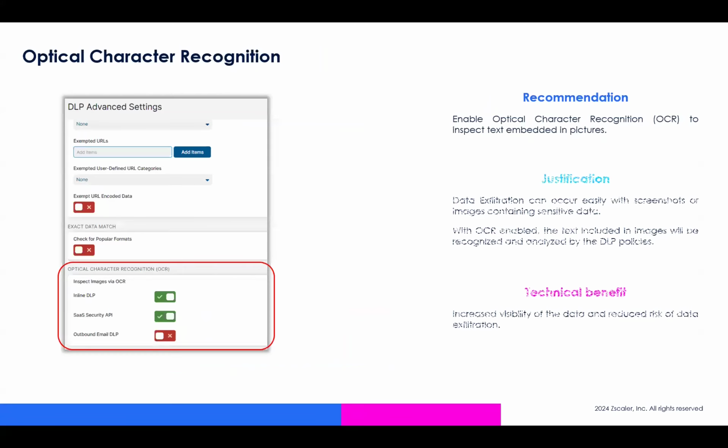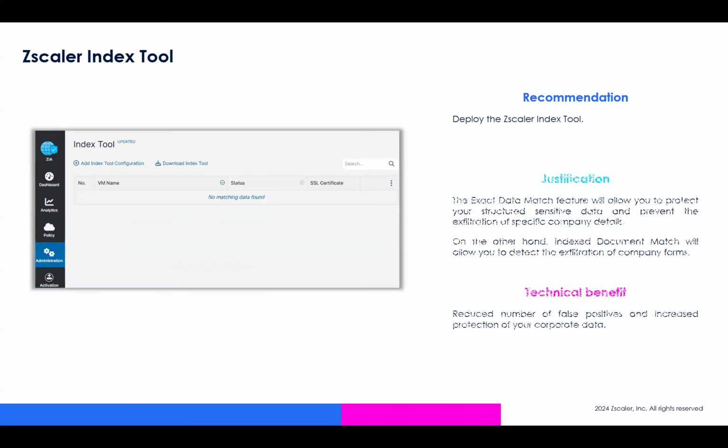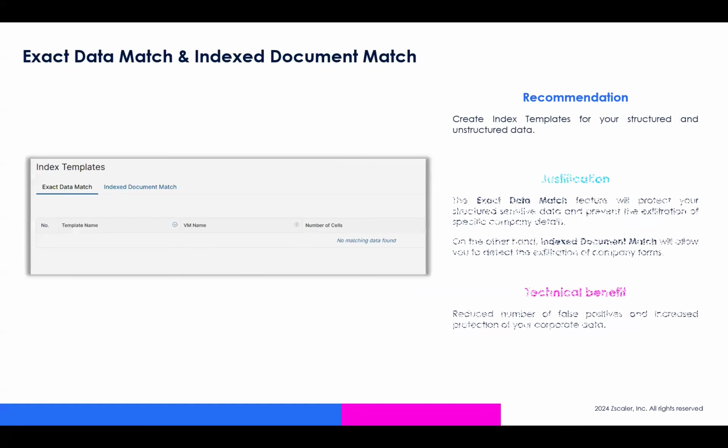To round this video out, here are several recommendations for your next steps in your data protection journey. First, you'll want to enable optical character recognition to make sure that data in images is evaluated for your DLP policy. Secondly, you should deploy the Zscaler index tool if you're licensed for it, in order to be able to perform exact data matching and index document matching. Finally, index templates should be created for your structured and unstructured data for both EDM and index documents. This will allow you to leverage these templates inside your DLP engines and your DLP policy.